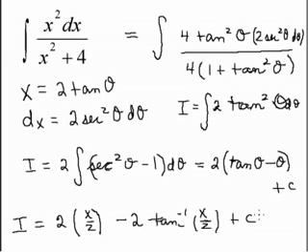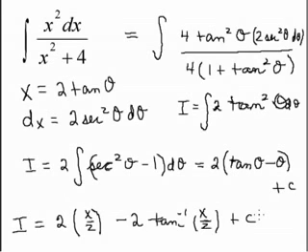Here we let x equal 2 tangent of theta. dx is 2 secant squared theta d theta. The integral becomes 4 tangent squared theta times 2 secant squared theta d theta over 4 times the quantity 1 plus tangent squared theta. 1 plus tangent squared theta is secant squared theta, which cancels. The 4's cancel. And we're left with the integral of 2 tangent squared theta d theta.